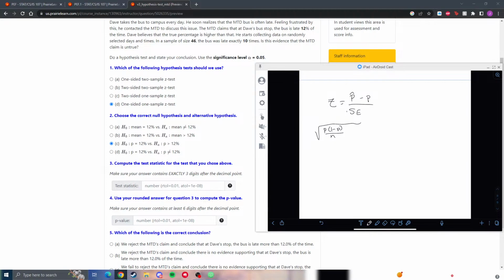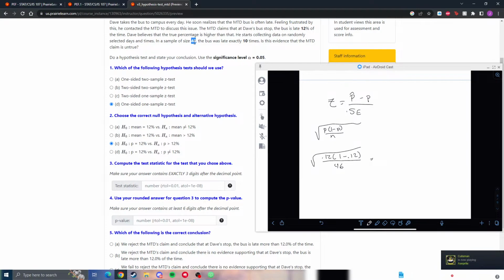But in this case, it's a proportion, so it's going to be 0.12. So square root of 0.12 times 1 minus 0.12 over N, which is 46, given to us in the problem. Let's go ahead and solve that. Square root times 46. So we're getting a value of 0.0479129646. That's our standard error. So that's going to go here.